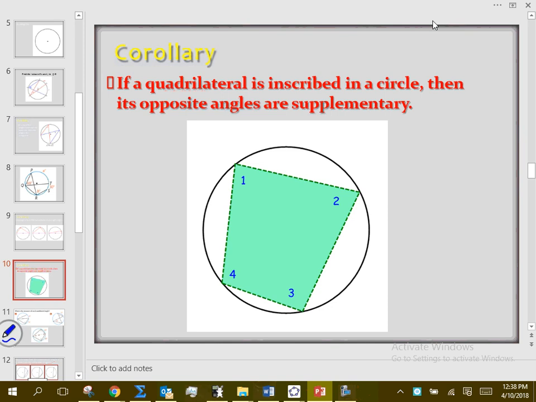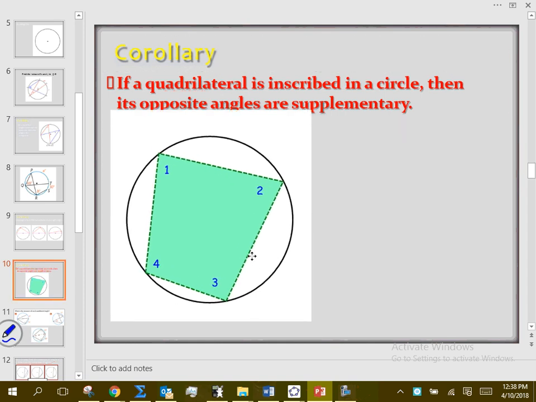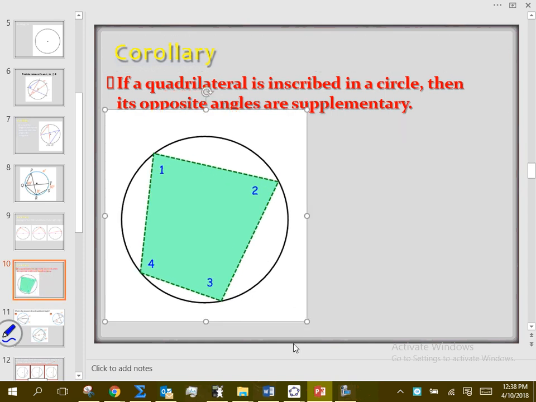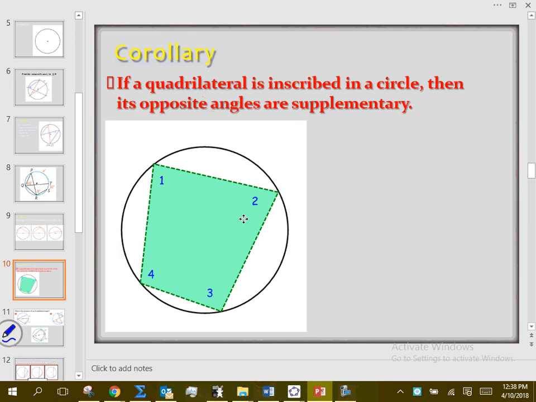So angle 1 is opposite to what angle? Angle 3. And 2 and 4 are then opposite as well, right? So we're going to walk through this proof just with 1 and 3, but you would do a very similar thing with 2 and 4 if you needed to. All right. So opposite angles.